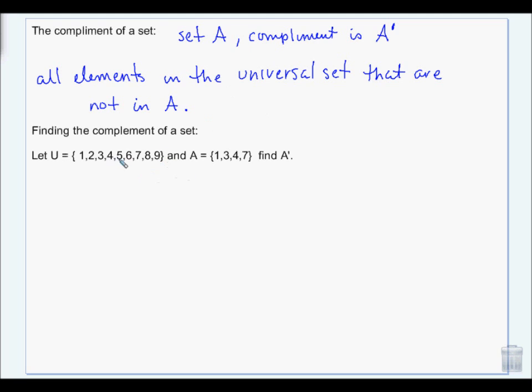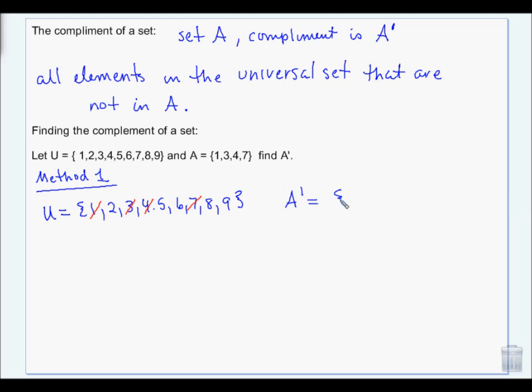Okay, so if you're given a list and you're asked to find A prime, there's two ways we can do it. Okay, method one, I can write down the universal set. And then I can look at A and start crossing out all of the elements that are in A. And that gives me A prime, whatever's left. So 2, 5, 6, 8, 9.